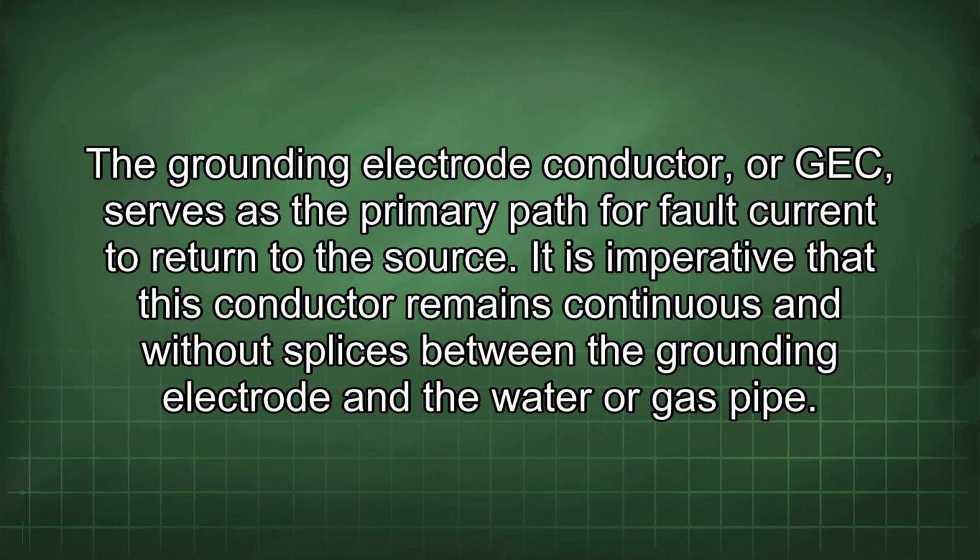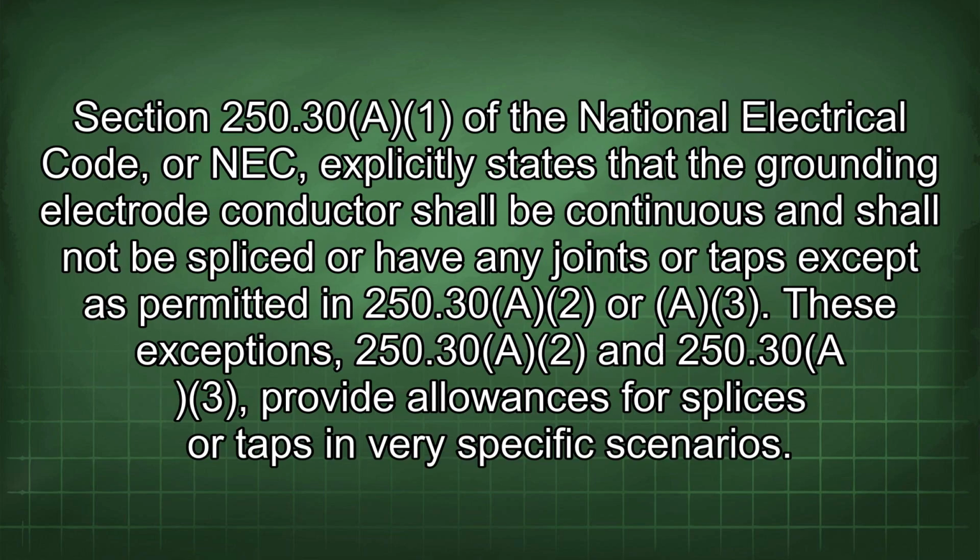The grounding electrode conductor, or GEC, serves as the primary path for fault current to return to the source. It is imperative that this conductor remains continuous and without splices between the grounding electrode and the water or gas pipe. Section 250.30(A) of the National Electrical Code, or NEC, explicitly states that the grounding electrode conductor shall be continuous and shall not be spliced or have any joints or taps except as permitted in 250.30(A)(2) or (A)(3).